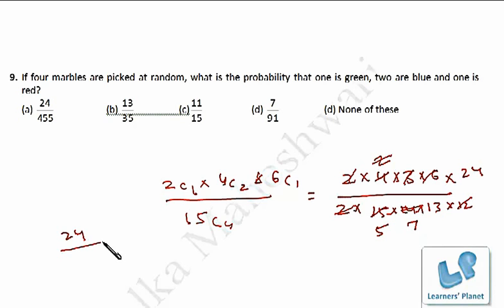So that's 24 by 35 into 13. We just multiplied 35 and 13. That's 455. So it's 24 by 455. Getting me?